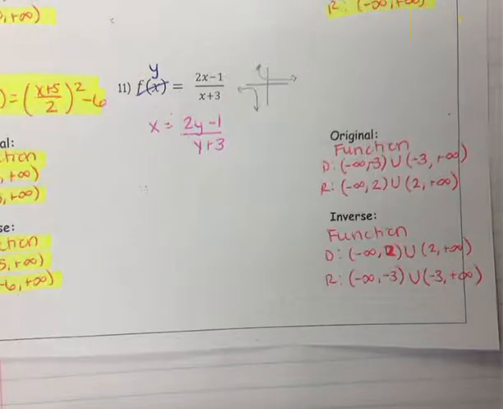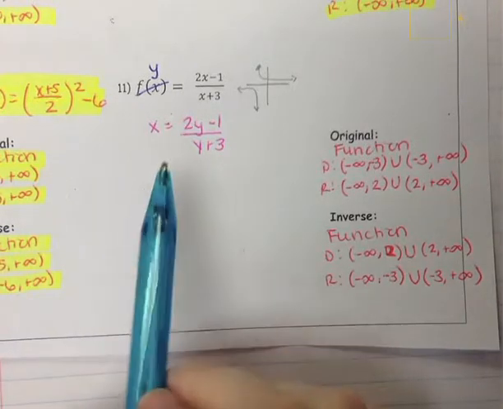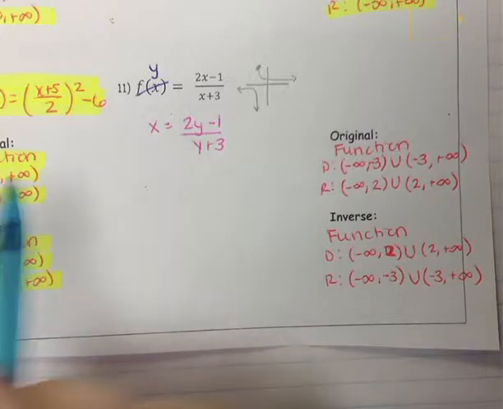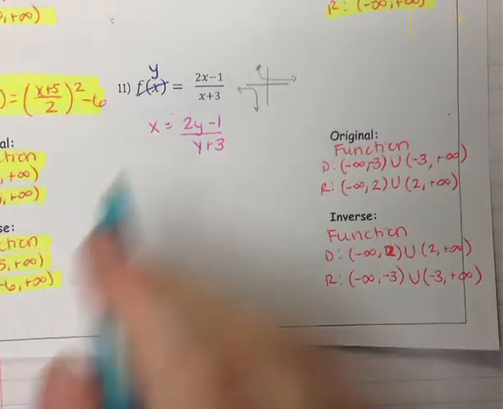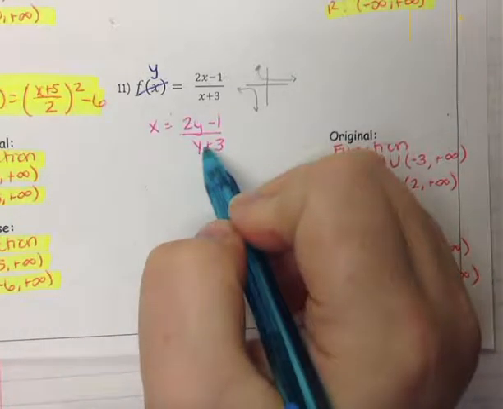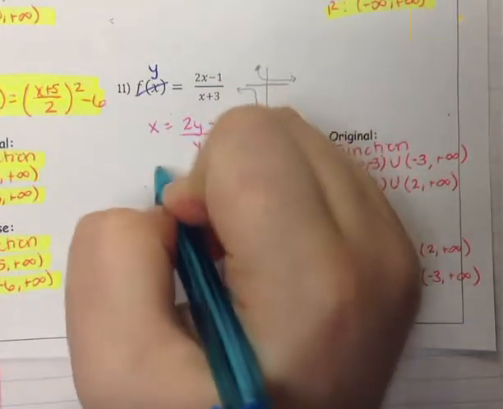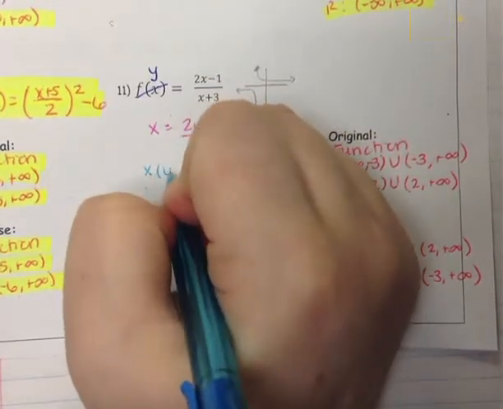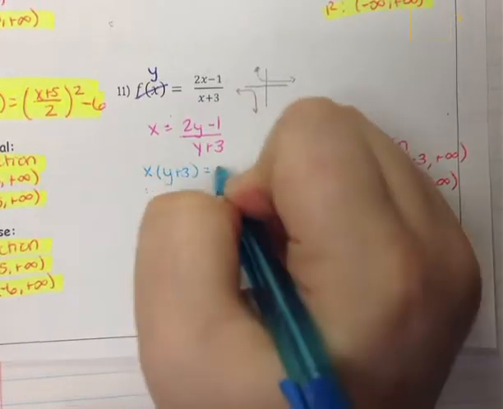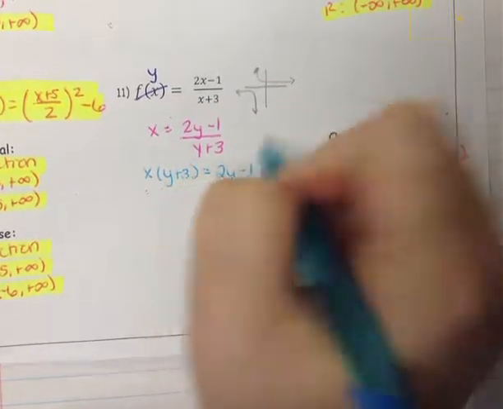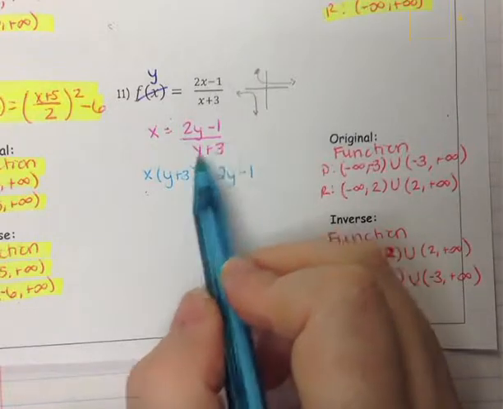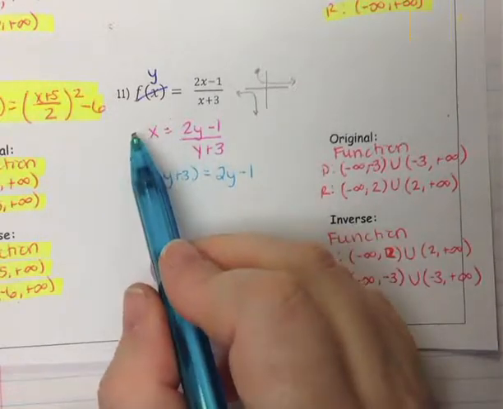So follow along with these steps. We need to get the denominator off so we can have one nice equation. So we're actually going to multiply both sides by the y plus 3. So I'm just going to take this y plus 3 and multiply it over here. So I'm going to keep the x times y plus 3 is now equal to 2y minus 1, because the y plus 3 got away from the denominator and went over onto this side.